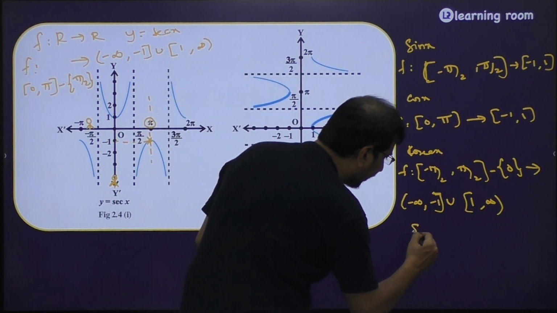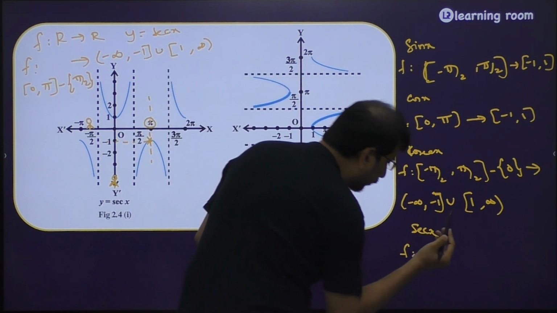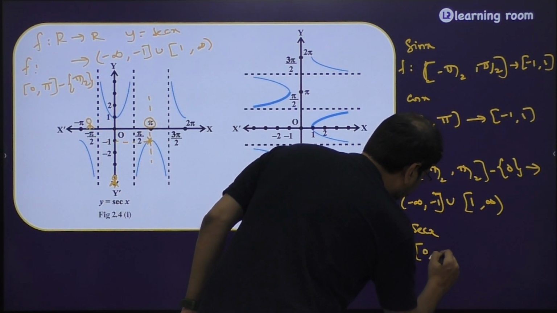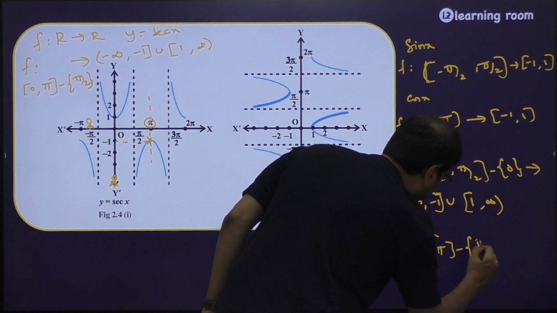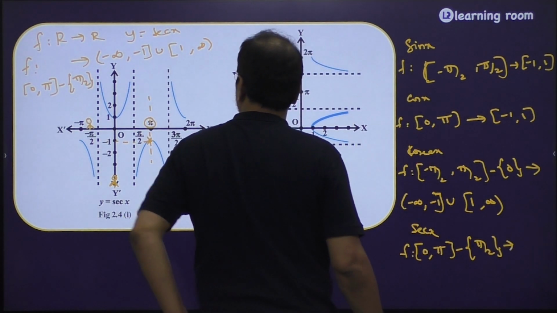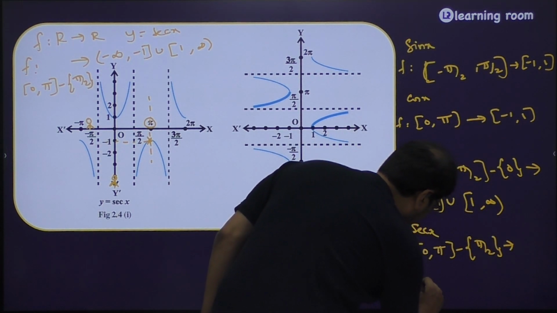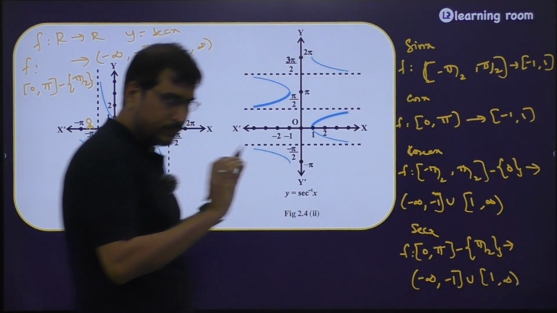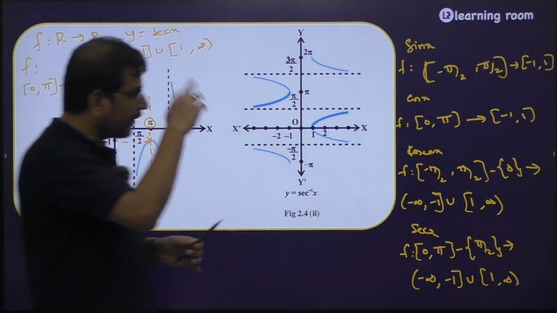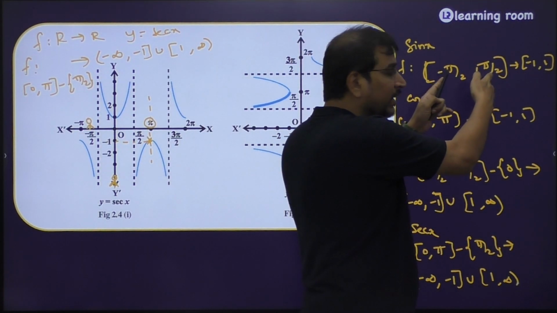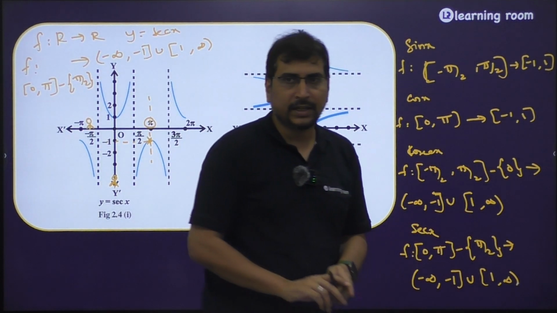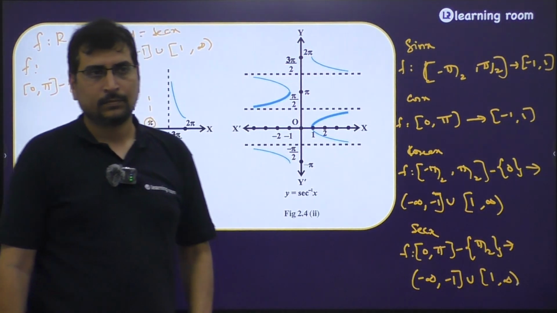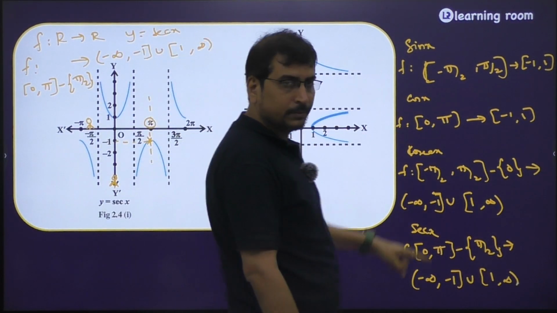Right. So, what about secant x? f is mapped from, what is the restricted domain? 0 to pi, from which you need to remove pi by 2, to minus infinity to minus 1, union 1 to infinity. Is that point clear? Now, if you observe the pattern, if I take the length of the interval, everywhere it is pi only. Is it not pi everywhere?